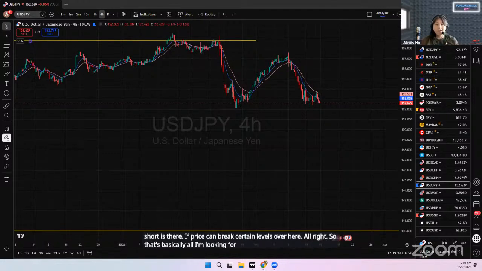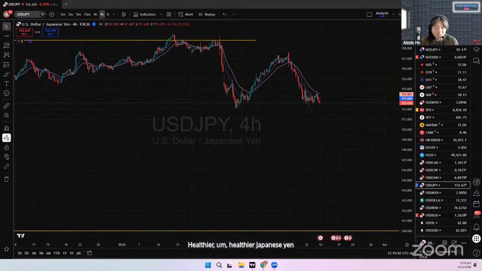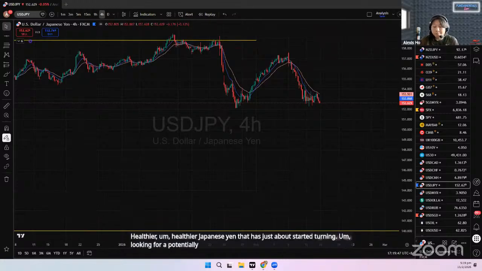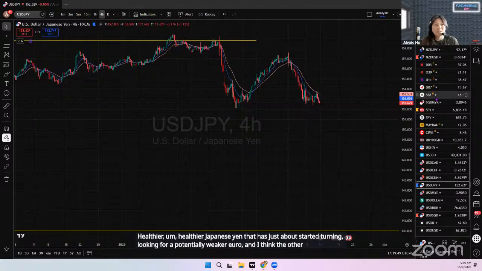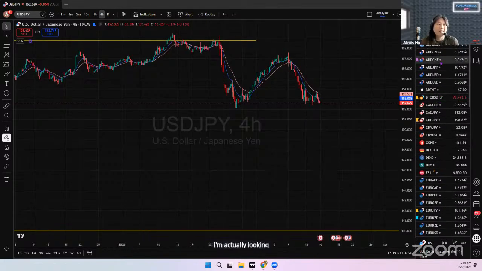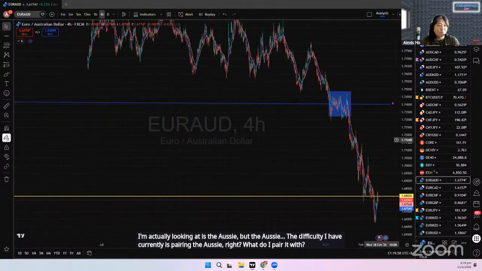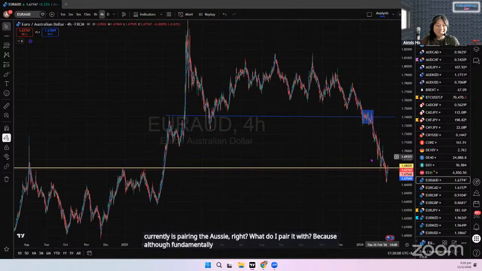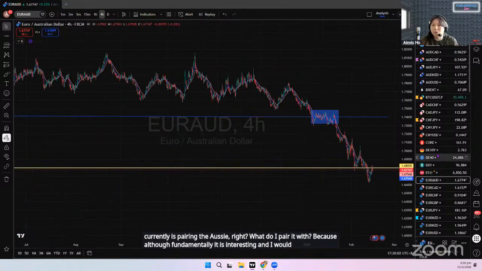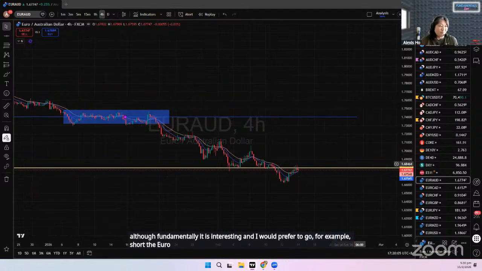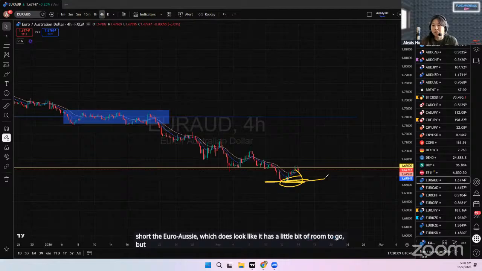I'm looking for a healthier Japanese yen that has just about started turning, and a potentially weaker euro. And I think the other currency pair that I'm looking at is the Aussie. But the difficulty I currently have is pairing the Aussie. What do I pair it with? Although fundamentally it is interesting, and I would prefer to go, for example, short the Euro Aussie, which does look like it has a little bit of room to go, it's not enough room to want to hold it for very long.